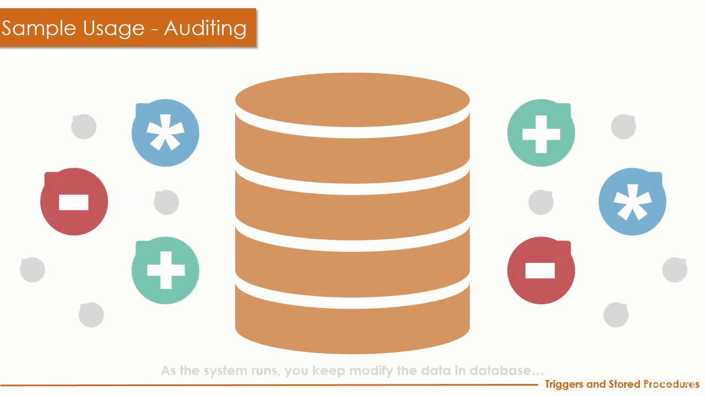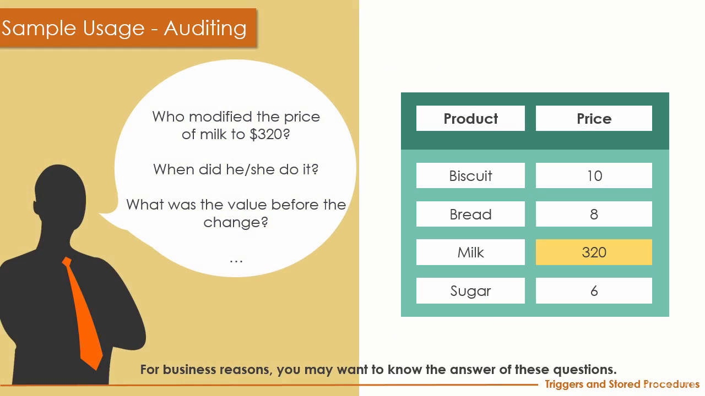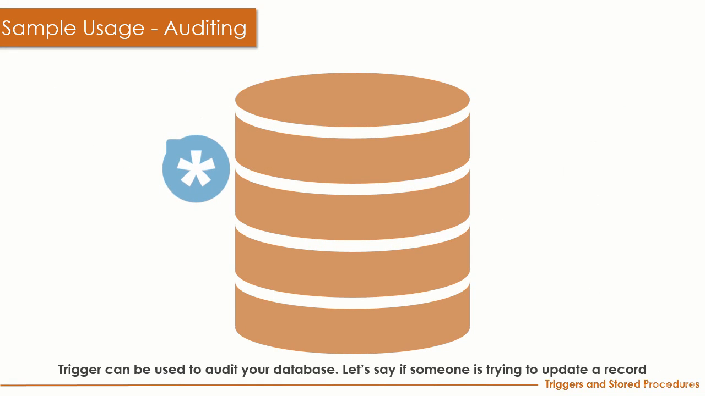The trigger can be used for auditing purposes. As the system keeps running, you will keep modifying the data in the database. For some reason, you may want to know the answer to the following questions. Who modified the price of the milk to $320? It's crazy. I suppose it's $3.20. You want to know who made the change. What is the time of this change, so we know the impact? Then the trigger is useful in this place.